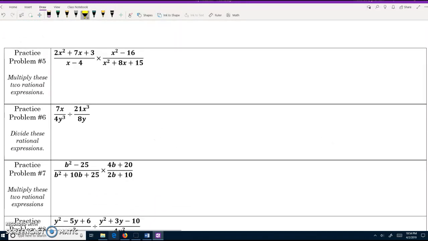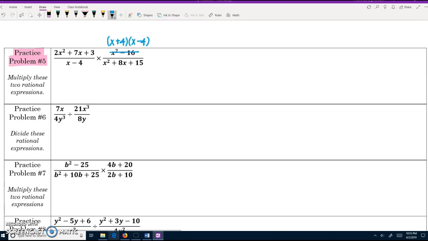So this is our first multiplication problem. And so with these ones, what you want to do is check and see what kind of quadratics you're going to have to factor. And then I tend to like to work in order from easiest to most challenging with my factoring. So if I take a look at the 4 expressions that are involved here, the x minus 4 has to stay as is. So I can't do anything with that one. But I can check out this x squared minus 16. That's a difference of perfect squares. So it's going to factor to x plus 4 times x minus 4.